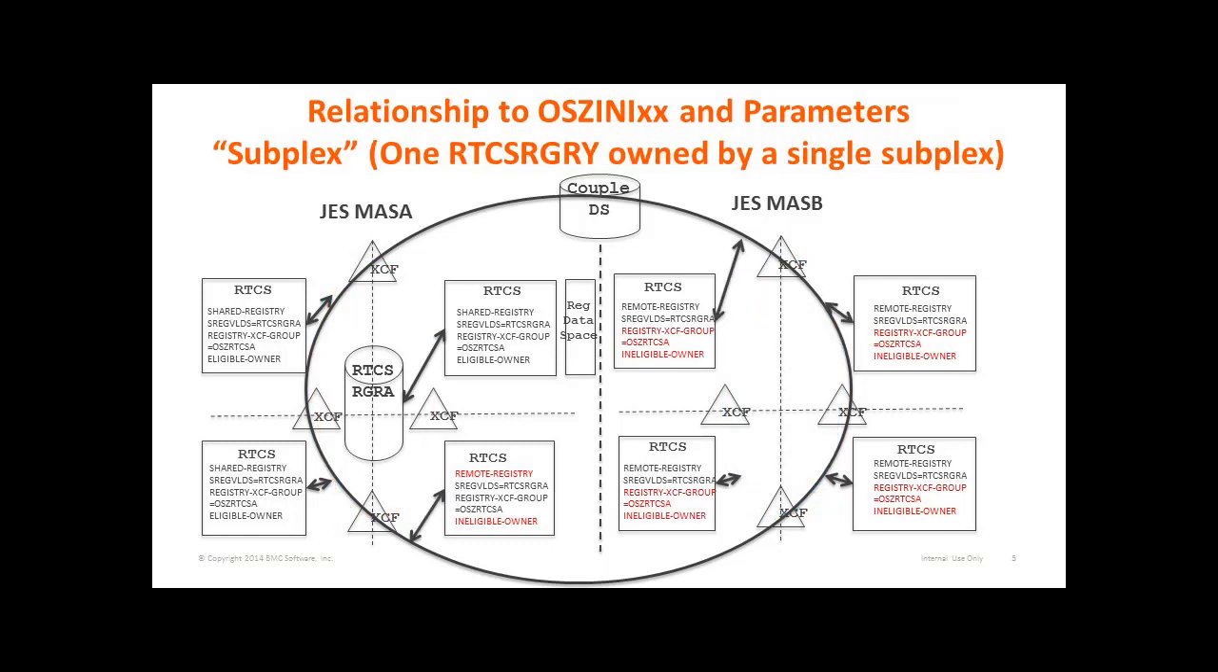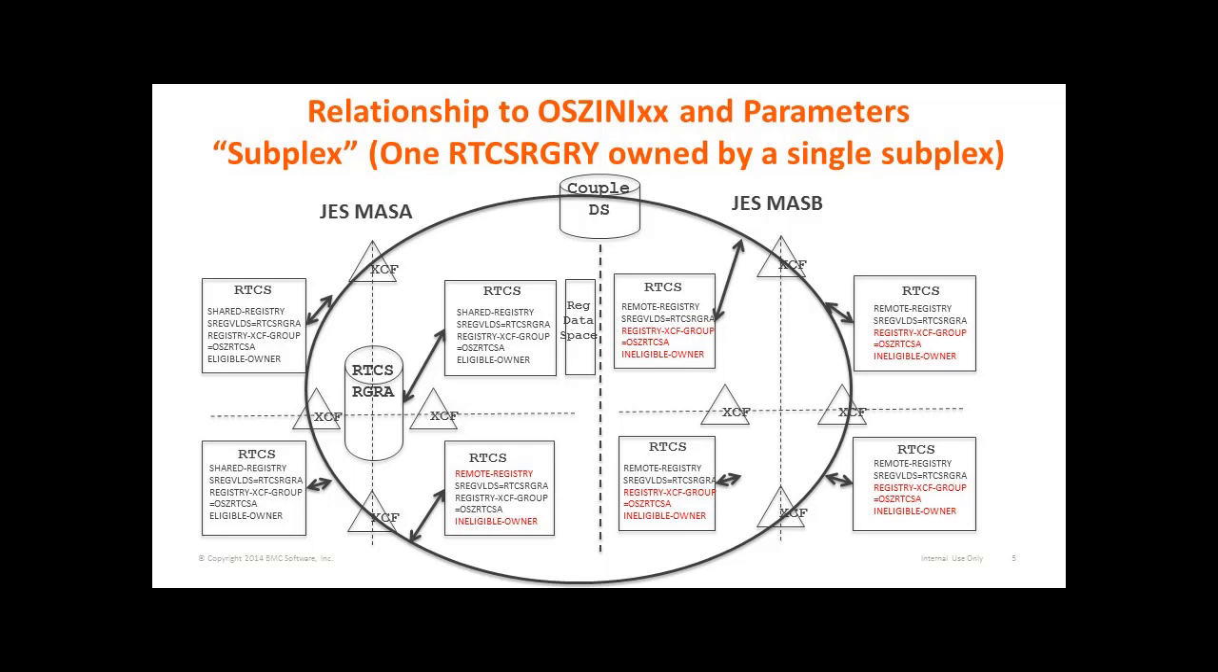Here's an alternative arrangement where there's a single shared RTCS subsystem system registry, but it is owned by the A subplex. That is, only the LPARs in subplex A can be owners of the RTCS registry, because only they have physical access to it and can allocate it. Therefore, all systems in subplex B are now ineligible owners with remote registry only setting. All communications from the subplex B LPARs is through XCF, but their SREG VLDS and registry XCF group is now synchronized with subplex A.